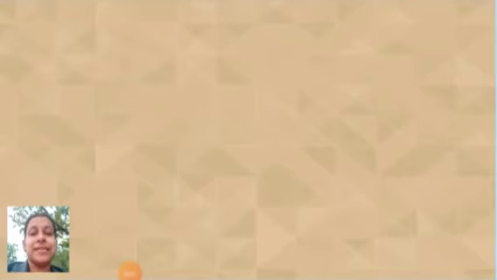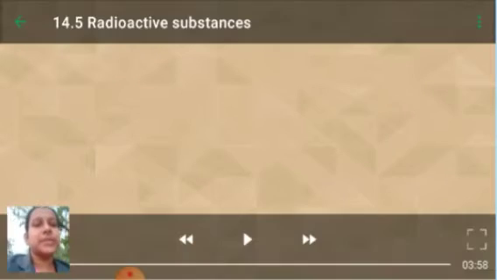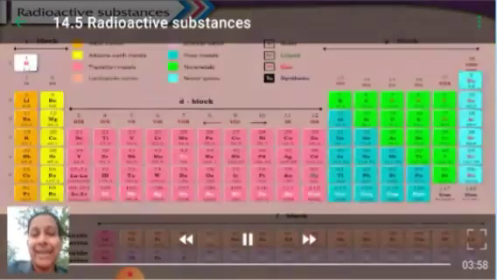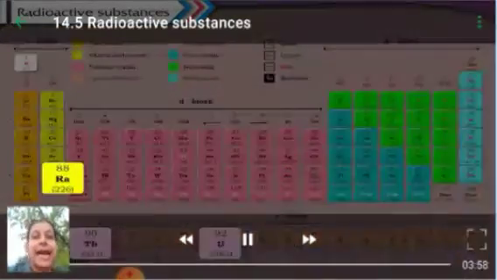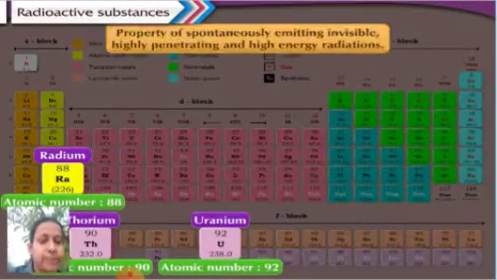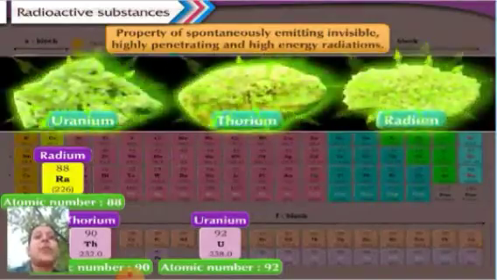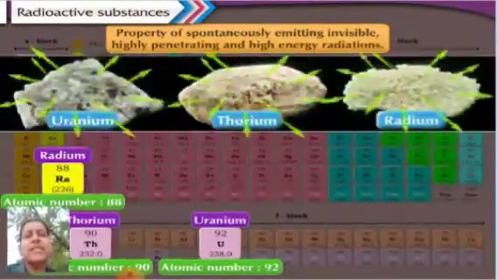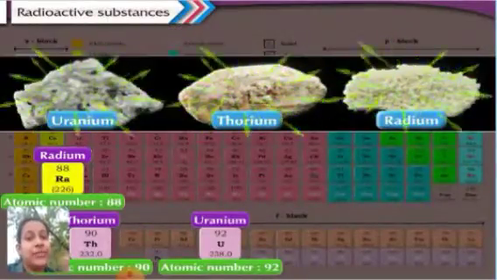Today in the lesson Substances in Common Use, we are going to study about radioactive substances. Now, what are radioactive substances? Let us first try to understand. Radioactive substances are those substances with high atomic number, such as thorium, rubidium, radium and uranium, which have the property of spontaneously emitting invisible as well as highly penetrating and high energy radiations.